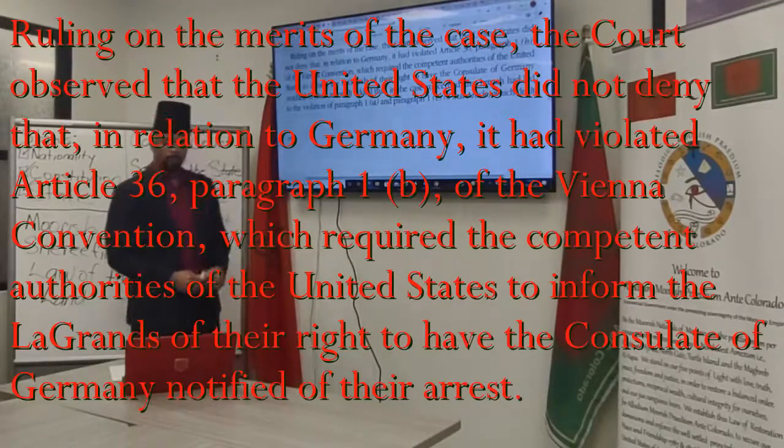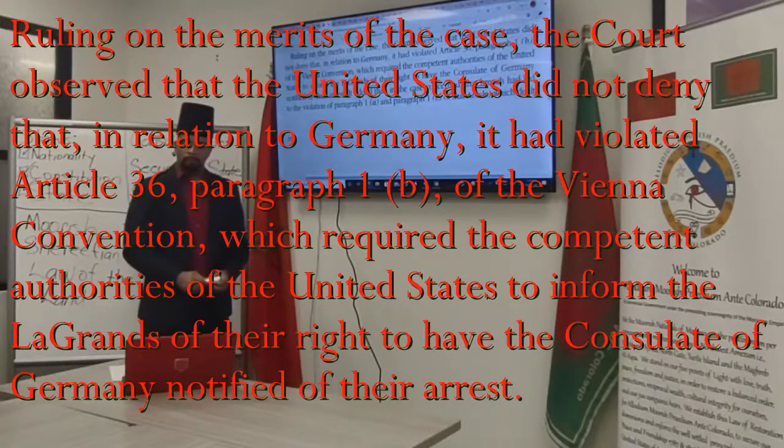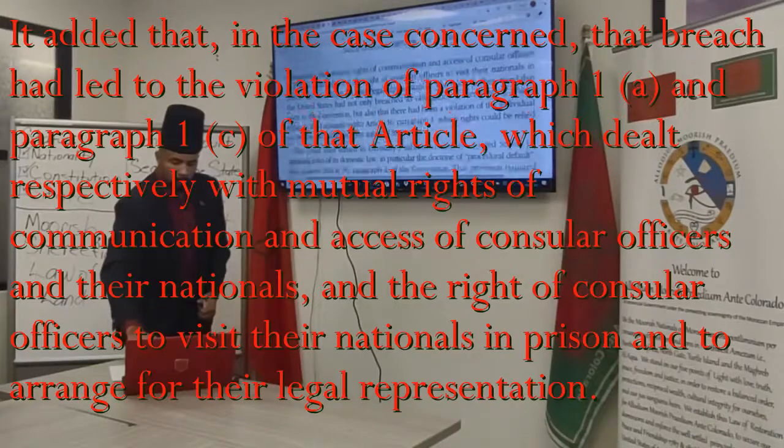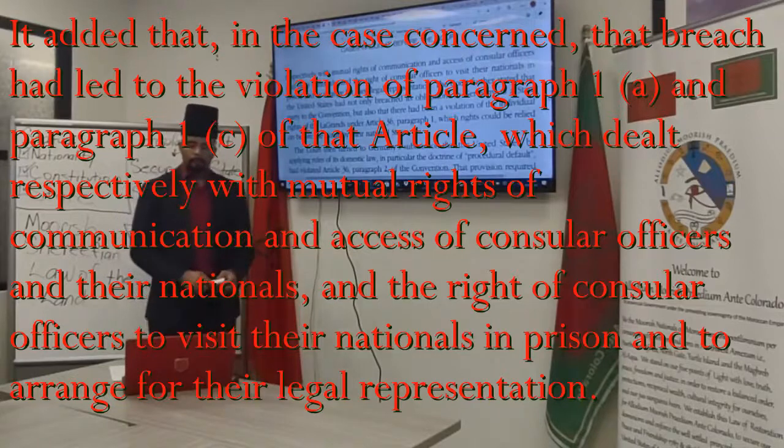Ruling on the merits of the case, the court observed that the United States did not deny that, in relation to Germany, it had violated Article 36, Paragraph 1(b) of the Vienna Convention, which requires the competent authorities of the United States to inform the LaGrand brothers of their right to have the consulate of Germany notified of their arrest. It added that in the case concerned, that breach had led to the violation of paragraph 1(a) and paragraph 1(c) of that article, respectively, with mutual rights of communication and access of consular officers and their nationals, and the right of consular officers to visit their nationals in prison and to arrange for their legal representation.